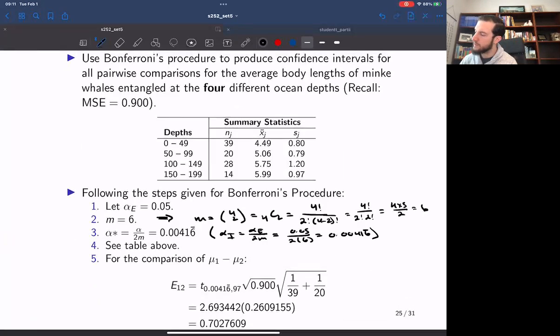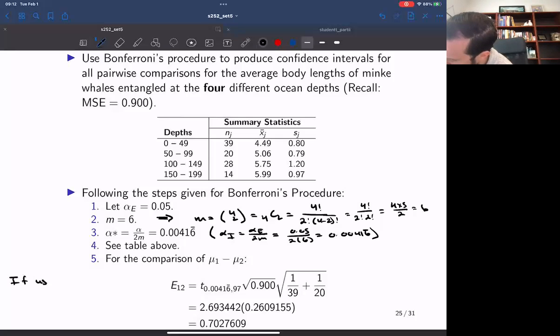So this is going to be our t-value multiplied by the square root of 0.9 times (1 over 39 plus 1 over 20). Okay, so this is the comparison for 1 to 2. This t-value I found using statistical software, so I was able to get an exact value here. If we were using the t table, we would just have to round to the closest value because we don't really have a choice.